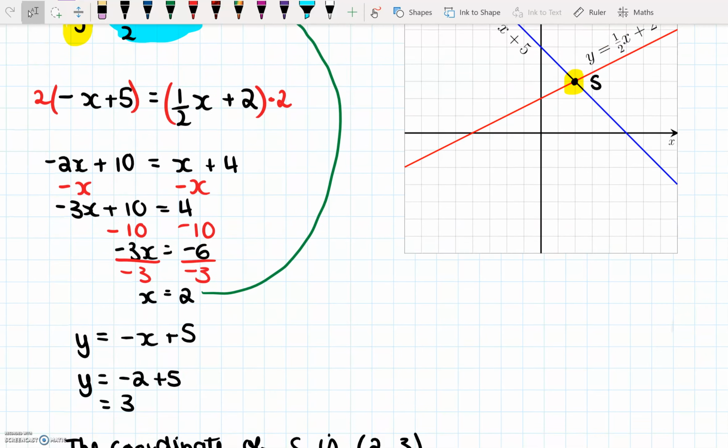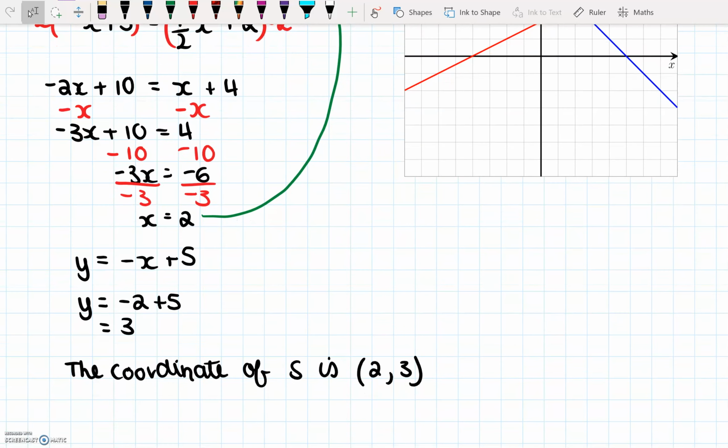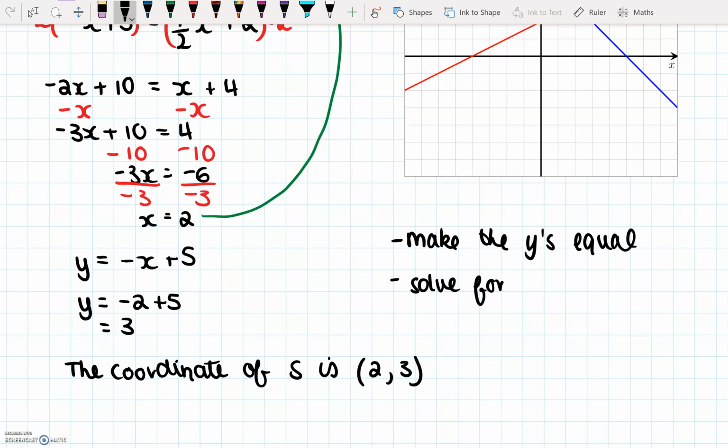So to summarize, when you have two formulas and you want to find the intersection point, if they're both written as y equals something, then make the y's equal to each other. So make the y's equal, solve for x, so find the value of x, and then substitute x into a formula.